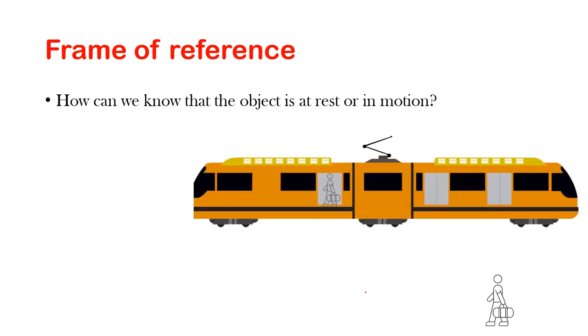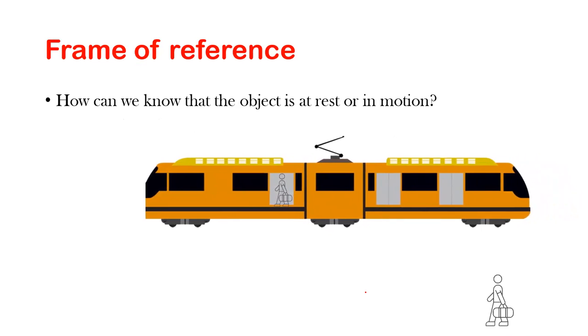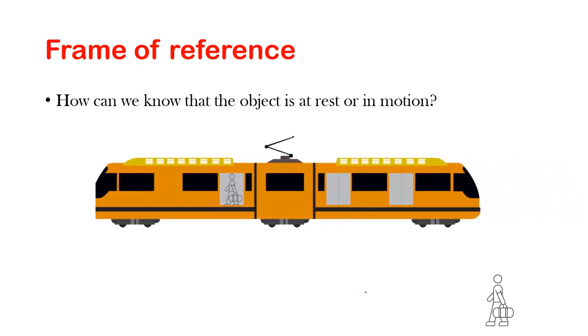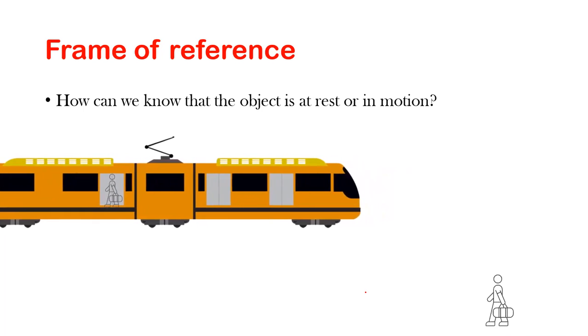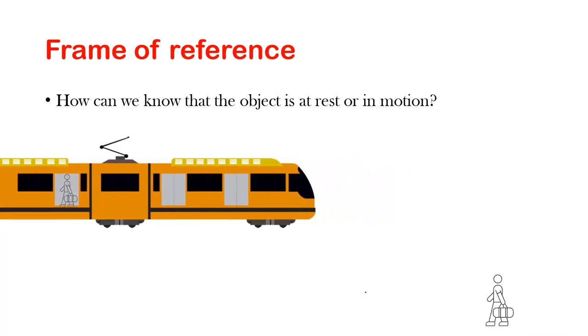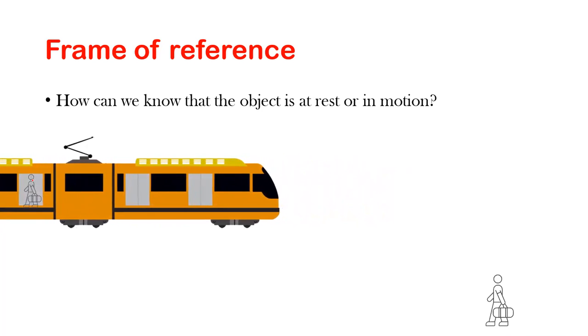Now the frame of reference. So how can we know that the object is at rest or in motion? Let's consider the famous example given in the NCERT class 11 book. Consider that a bag is there in the train. So look at the situation. This fellow over here has this bag. The person who is traveling considers this bag as stationary.